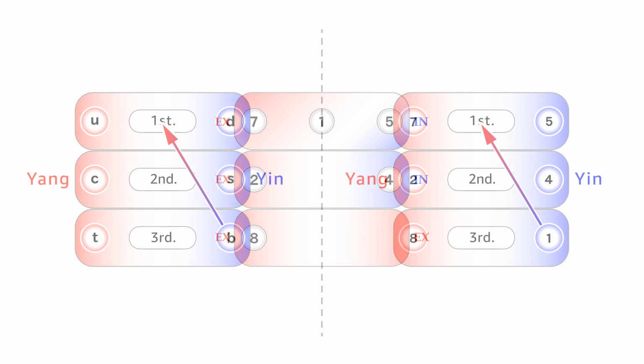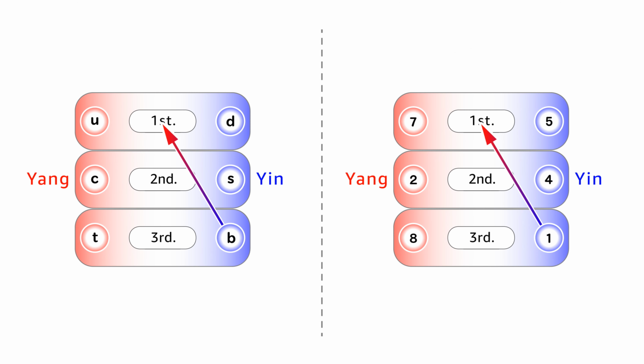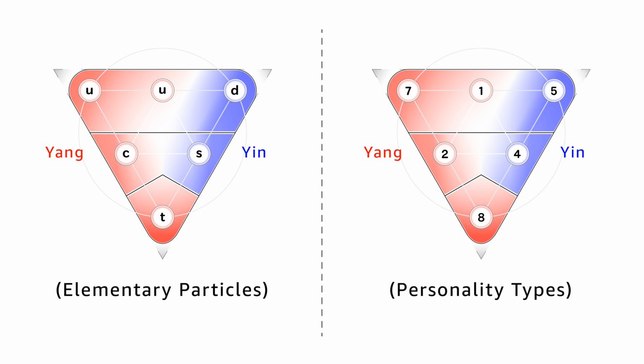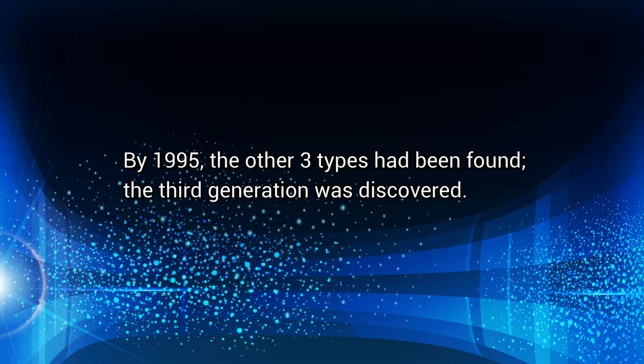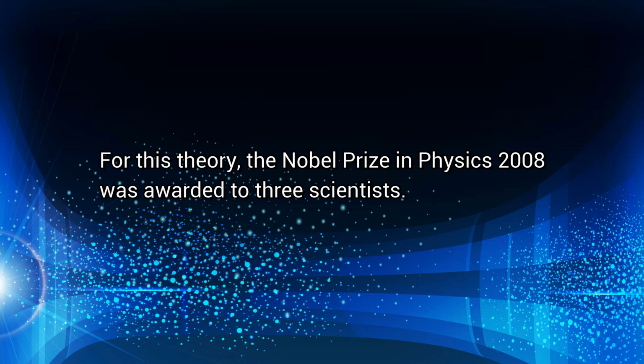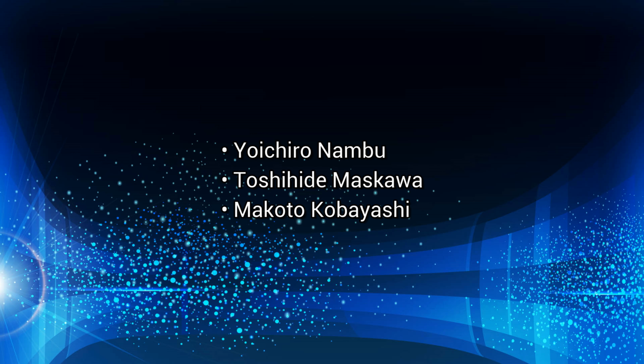Likewise, when the bottom quark in the third generation is transformed to the up quark in the first generation, CP violation happens. When this theory in physics was proposed in 1973, only 3 types of quarks had been found. The third generation was missing. In order for this theory to be valid, the third generation needs to exist. By 1995, the other 3 types had been found, and the third generation was discovered. For this theory, the Nobel Prize in Physics 2008 was awarded to 3 scientists: Yoichiro Nambu, Toshihide Maskawa, and Makoto Kobayashi.